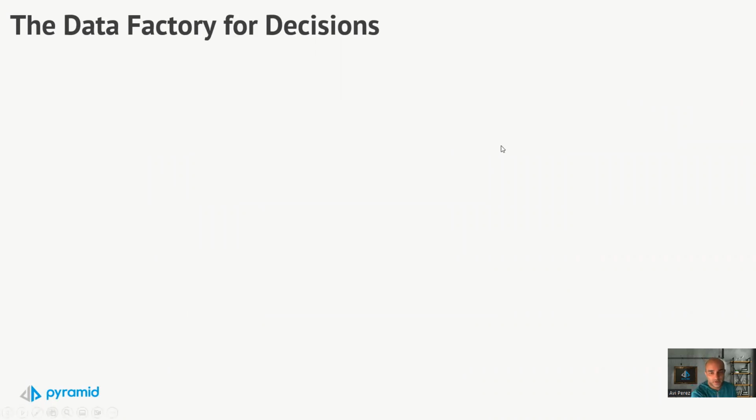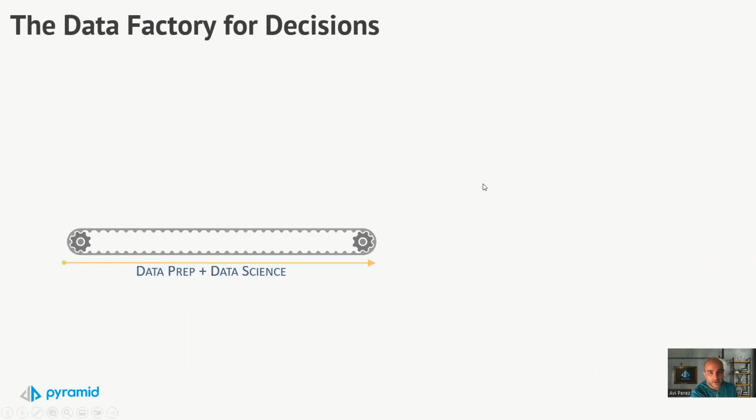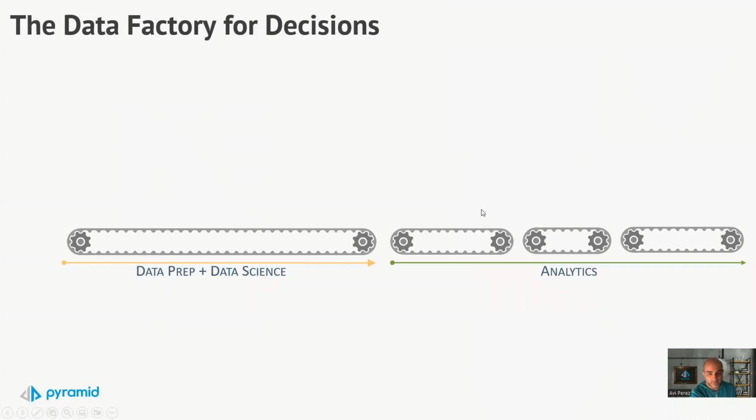for decisions. The data factory can be broken up into two segments. The first is data prep and data science, and the second is analytics. When you deconstruct these elements of the factory, we can better understand how Pyramid itself is constructed and where the Tabulate and Solve capabilities fit into the picture.